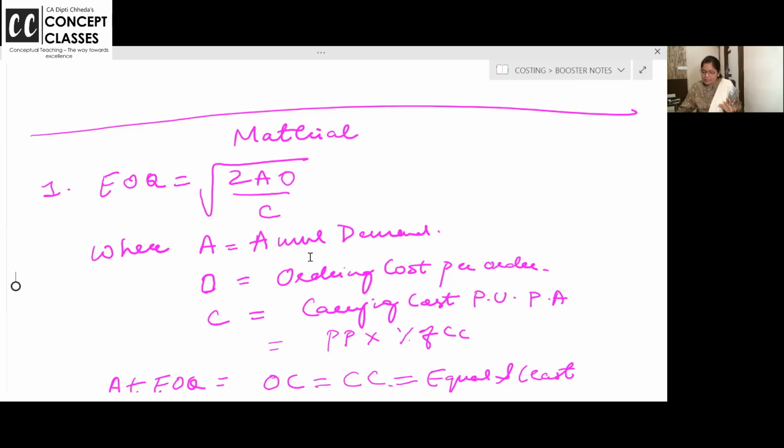Sometimes carrying cost is given as 10% of the purchases. Say your purchase cost is 100 into 10%, so carrying cost is 10 per unit per annum. If you feel my speed is more, do let me know. Carrying cost may be given directly per unit per annum. If it is given per unit per month, multiply by 12. If it is given as a percentage, carrying cost is 10% of the purchase price.